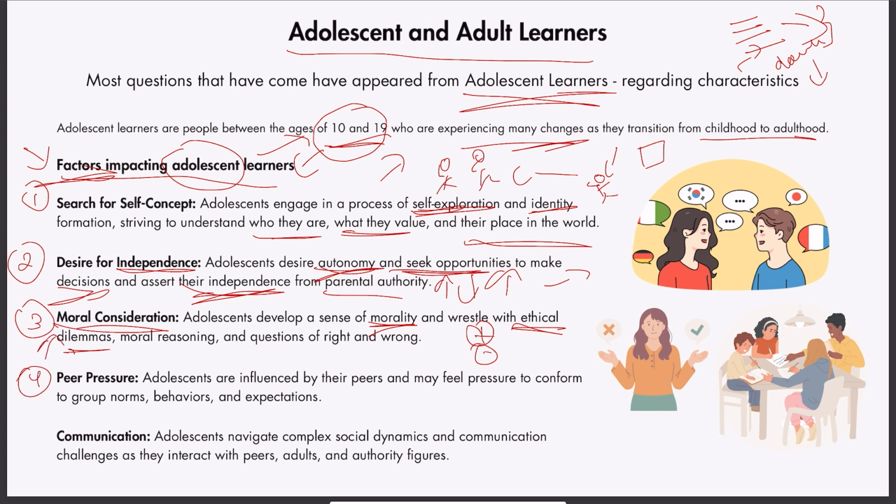Fourth, peer pressure. Adolescents are influenced by their peers and feel the pressure to conform. And this is something that all of us are familiar with. Humans have always thrived in a group.